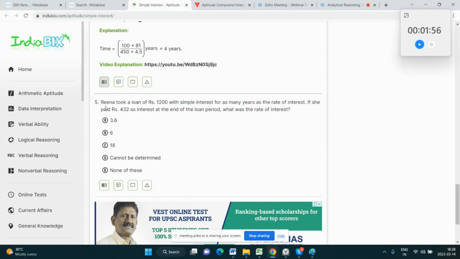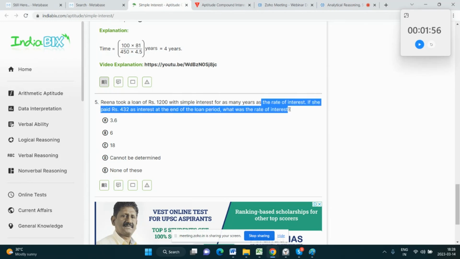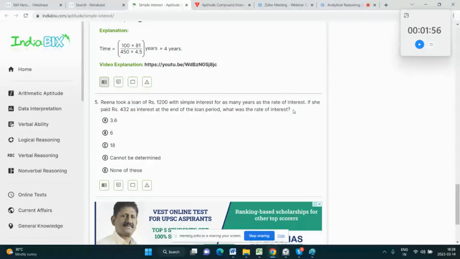If she paid 432 as interest at the end of the loan period, அவ வந்து இன்ட்ரெஸ்ட் இவ்வளவு கட்டியிருக்கா 432. நம்ம டெபாசிட் பண்ணிட்டு அதுக்கு இன்ட்ரெஸ்ட் வாங்கின மாதிரி இந்த ரீனா வந்து லோன் எடுத்துட்டு சிம்பிள் இன்ட்ரெஸ்ட் அதை ரீபே பண்றோம். What was the rate of interest? இப்போ what do we have? PNR by 100 is equal to rupees 432. That is for sure. P is the principal which she took a loan of 1,200.